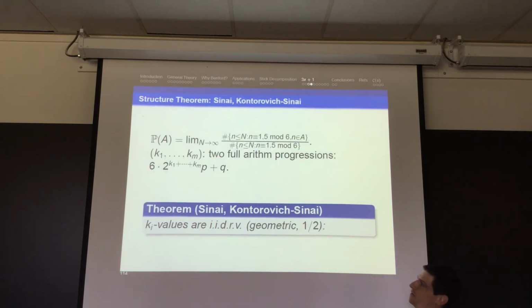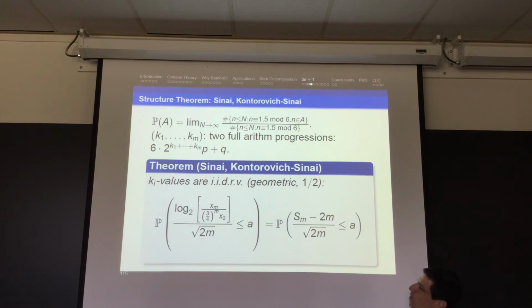So how does the proof go? The main idea is you start off with what's called a structure theorem. You want to look at the number of numbers that have a given m-path. And it turns out that if you want to have an m-path of k_1 through k_m, it's given by an arithmetic progression that's full. It starts off in the very beginning. You don't have to wait to get the first term. It happens very quickly. And what Yakov Sinai and Alex Kontorovich showed is that not just for 3x plus 1, but for more generalizations of this problem, it looks like these k_i values are independent, identically distributed geometric random variables with parameter 1/2. And so we can convert what's going on to some probability questions.